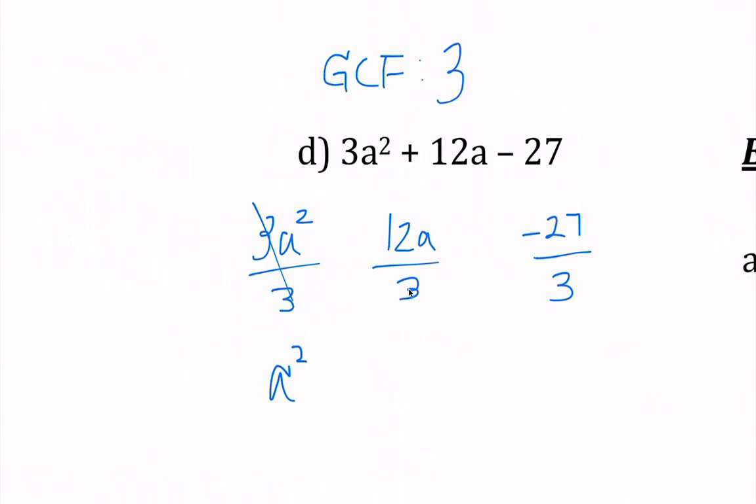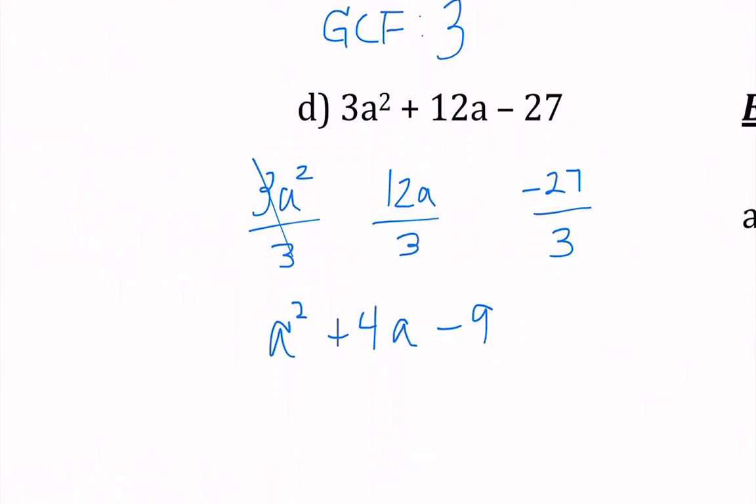12 divided by 3 gives me a positive 4, and my A will drop down. And then finally, negative 27 divided by 3 is a negative 9. So this is what I get when I divide each of these by the greatest common factor. So to get my final answer, I put it in parentheses, and remember to put my greatest common factor out front.